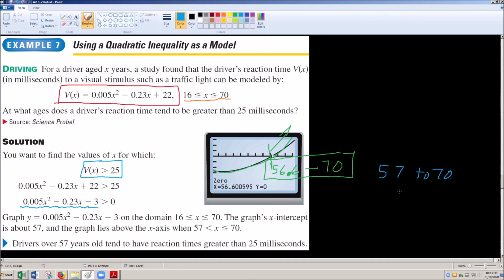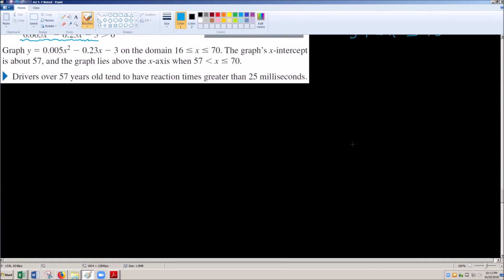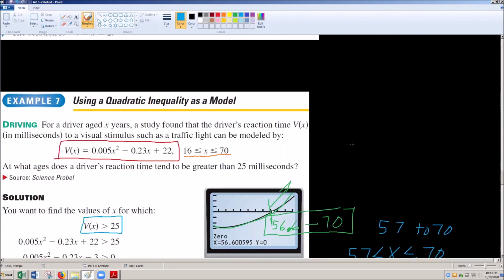So our answer is x is less than or equal to 70 and greater than 57. I would argue you could say greater than or equal to 57 here because it crosses over at 56.6, but, you know, tomato, tomato, who cares? That is it for 5.7.